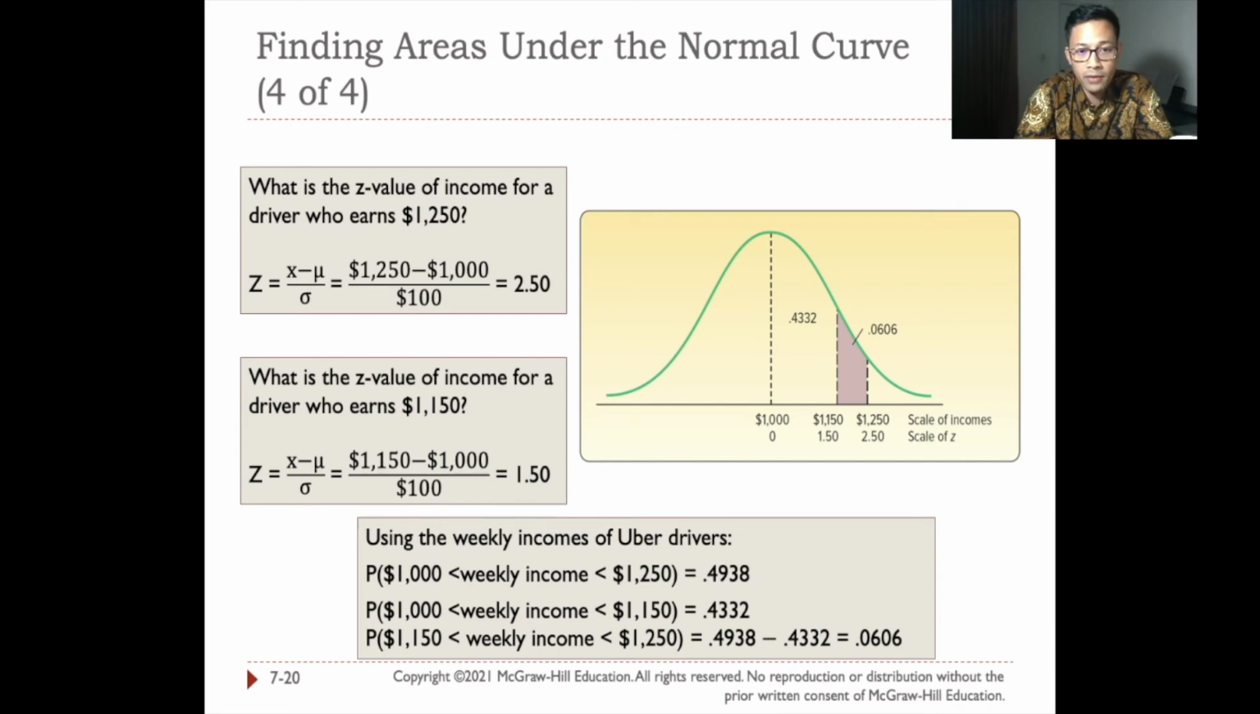the probability of income between 1,000 and 1,150 is going to be 0.4332. So basically the probability of income between 1,150 and 1,250 is just going to be the difference between the two probabilities. In this case, the difference in probability is 0.0606. Okay, so given that, we can now calculate the probability of earnings between 1,150 and 1,250, and in that particular case, it's about 6%.